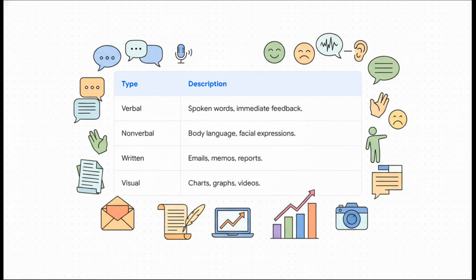First, you've got verbal. That's just talking, right? Face-to-face, on the phone. It's great for instant feedback. Then there's nonverbal, your body language, your facial expressions. Honestly, this can sometimes say way more than your words. Of course, we have written communication, like emails and reports, which gives you a nice record of things. And finally, visuals, charts, videos. These are perfect for making complex ideas easy to understand.